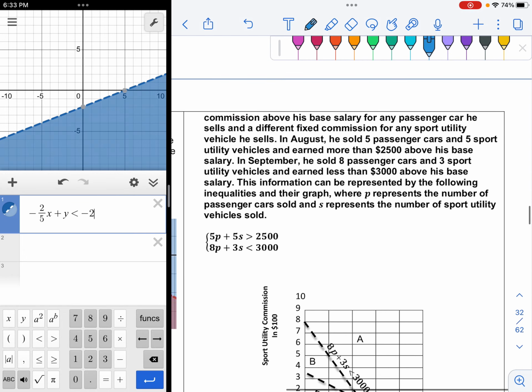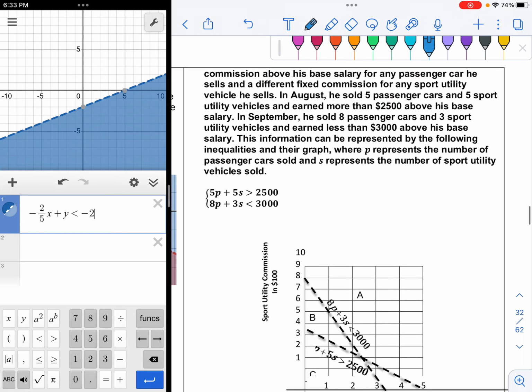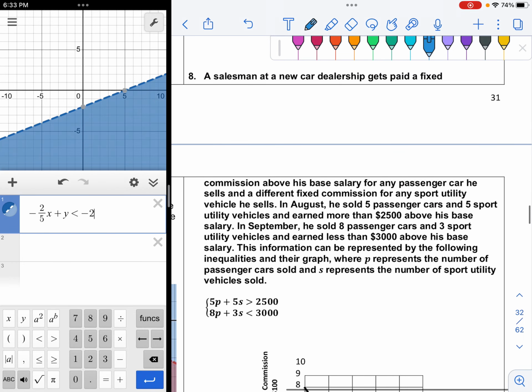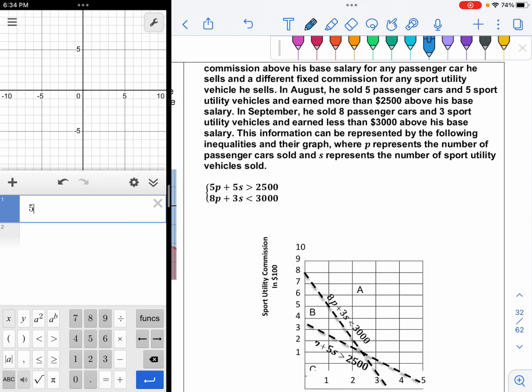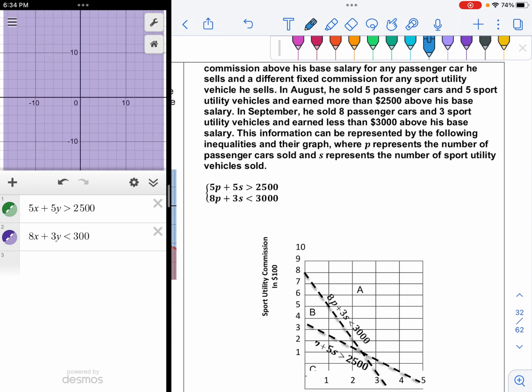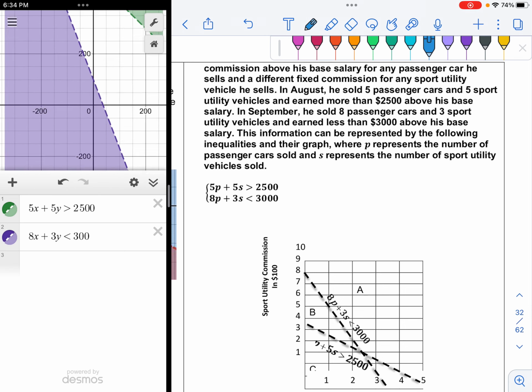All right, this is a system of inequalities here, and I wanted to talk about shading because that's basically what this question talks about. So a salesman at a new car dealership gets paid a fixed commission. We're not going to read the whole question here because they actually already give us the equations at the bottom. So I'm going to go ahead and plug these equations into Desmos. Again, you need to make them x and y. So 5x plus 5y is greater than 2,500. We go to the next line and we're going to type in the other one, 8x. Make sure you use the same variables in the same spots. Is less than 3,000. Now you're going to notice I need to zoom way out because these are big numbers.